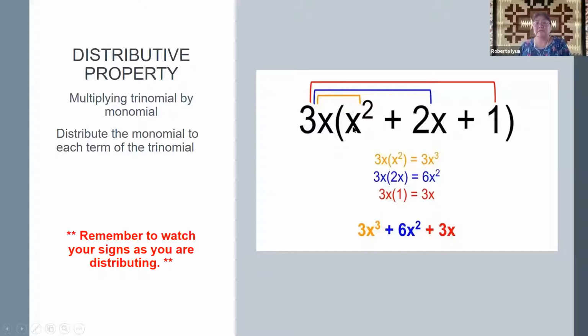So 3x times x squared, 3x times your 2x, and your 3x times your 1. And your answer will be 3x to the 3rd plus 6x squared plus 3x.